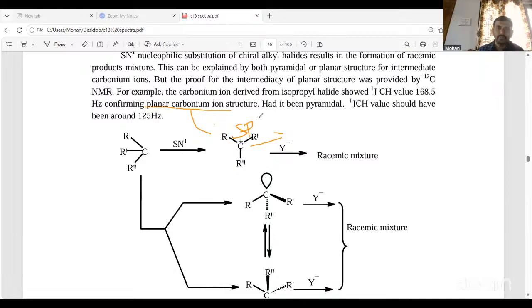So as I told you above, the planar structure is exhibiting the sp2 hybridization. So sp2 hybridization generally has the higher delta values. Its delta value means unsaturation nature, right? So it is showing the higher delta values. And the pyramidal structure is one more geometry possible after cleavage of the C-X bond. Here, the cleavage of the C-X bond takes place in which fashion?